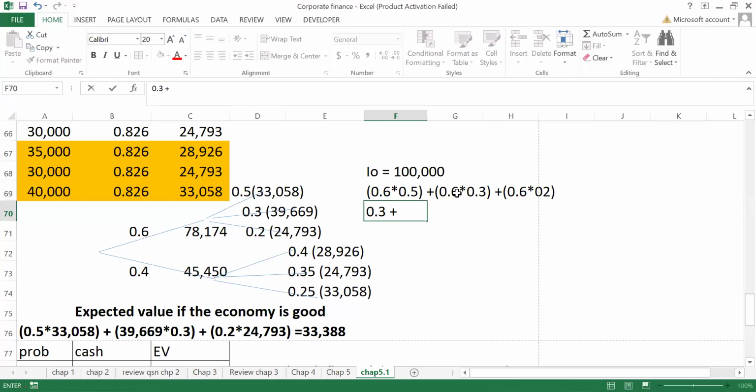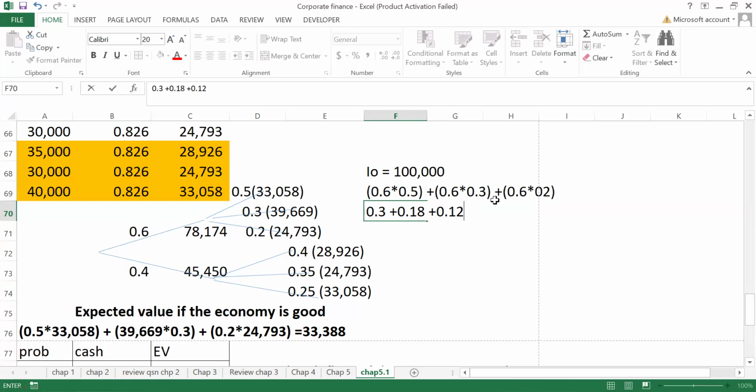Adding 0.3, plus 0.18, plus 0.12, is going to be 0.6. So the probability of having a positive NPV is 0.6, and the probability of having a negative will be 0.4. Is it risky or not risky? It is not risky.